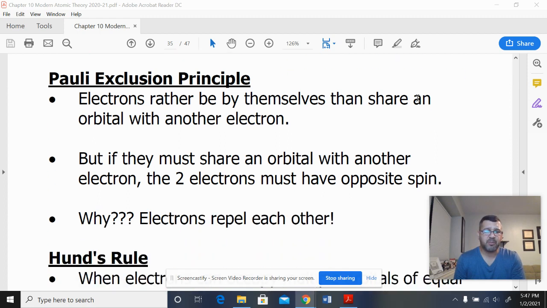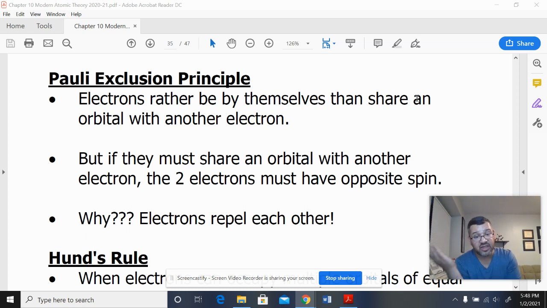The next one is what's called the Pauli exclusion principle. Again, Pauli was a scientist, and something gets excluded. So the Pauli exclusion principle says that electrons would rather be by themselves than share an orbital with another electron. Now, two electrons can fit per orbital. If there's no other choice, they have to fit into the same orbital. If they have a choice, they'll go into another orbital because they can repel.